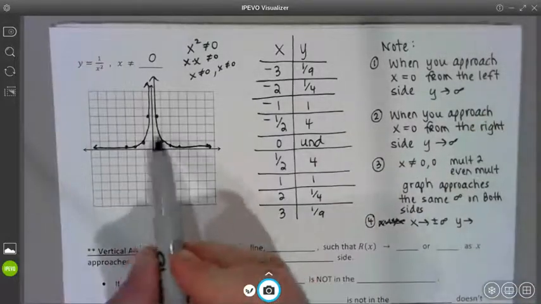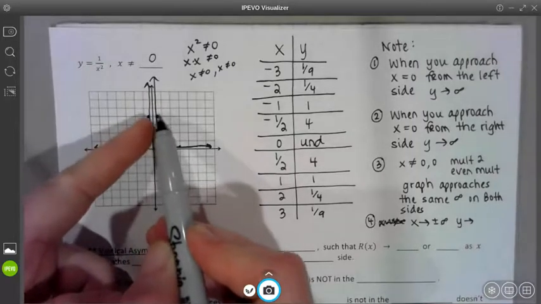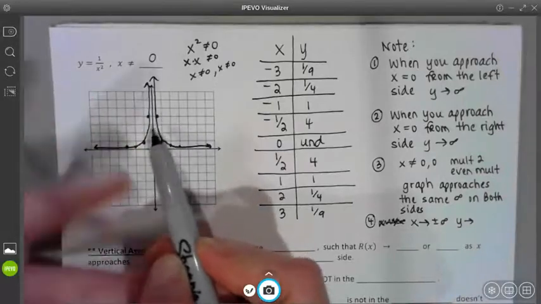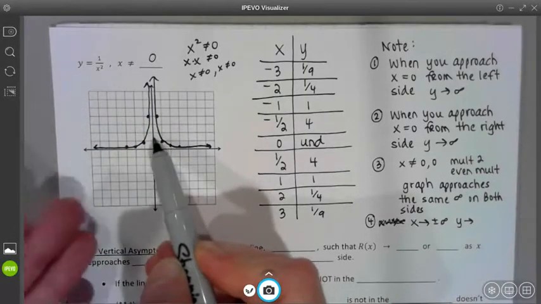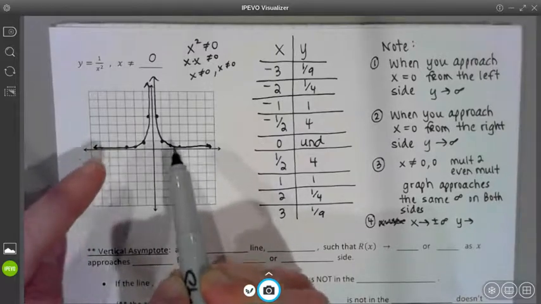So yes, they're both shooting off to infinity, but because we know x can't be 0, we still know there's this disconnect in the graph in between them, and they're never going to meet because x is never allowed to be 0. So there's never going to be an x value that connects these two curves. So you still end up with these two completely separate curves.